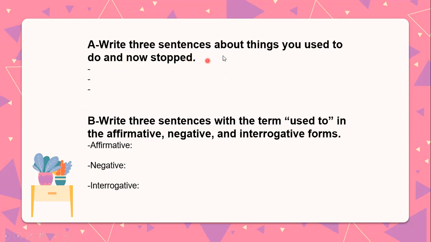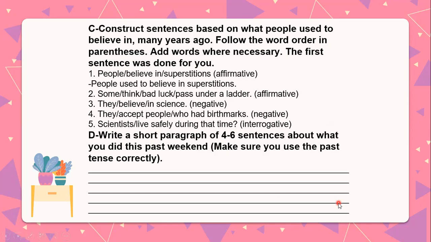Here we have another question. You need to write 3 sentences about things you used to do and now stopped. So we need to use used to. I used to eat this. Now in part B, you need to write 3 sentences with the term used to also, but in the affirmative, negative, and interrogative. Part C, you need to construct sentences based on what people used to believe in. So people used to believe in this, for example, many years ago. And you have words here.